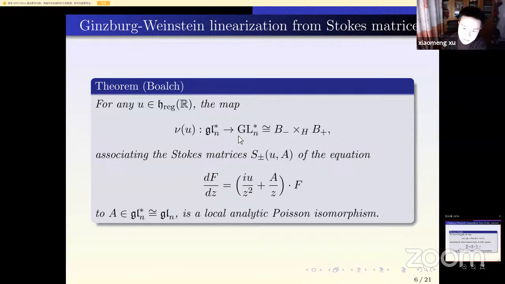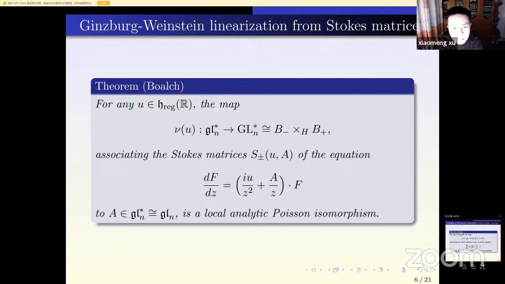And on the other side, we know that the dual Poisson group as a space is isomorphic to the product of B minus and B plus fibered over H, where B minus is the set of lower triangular matrices, B plus is the set of upper triangular matrices, while H is the space of diagonal matrices. Therefore, S plus lives inside B plus, while S minus lives inside B minus. Therefore, such a map is well defined.